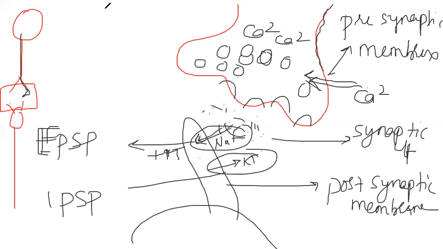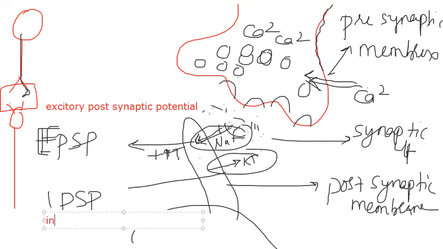We say that excitatory postsynaptic potential. What is EPSP? Excitatory postsynaptic potential, we can say. I'm writing here excitatory postsynaptic potential. What is IPSP? The charge goes down, that means it goes to minus 90. Inhibitory postsynaptic potential.